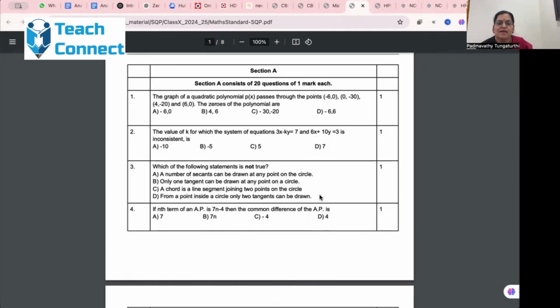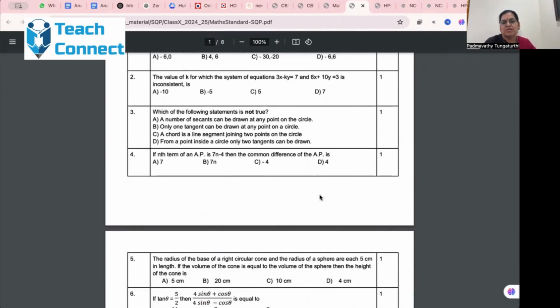For the quadratic polynomial p of x, where the parabola crosses the x-axis, the y coordinates are 0. Here we find that (-6, 0) and (6, 0) are coordinates which are on the x-axis. That's how the answer, -6 and 6, would be the right answer.